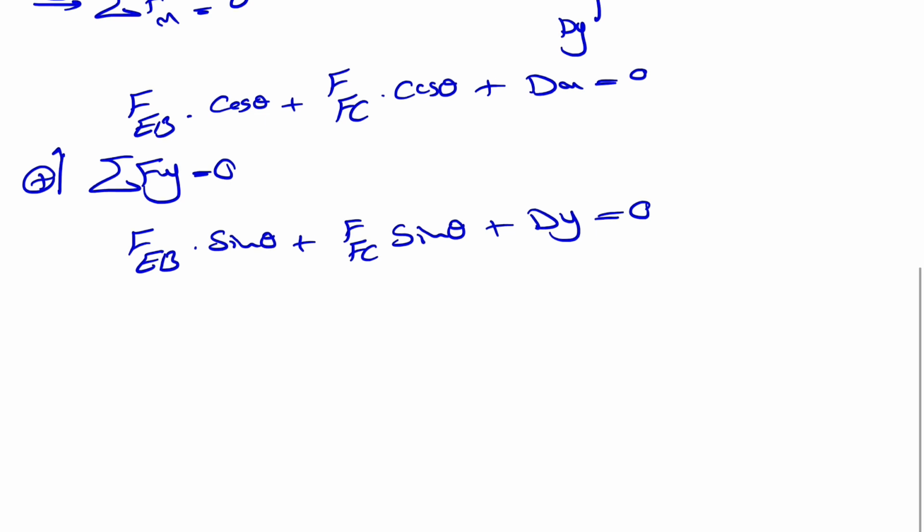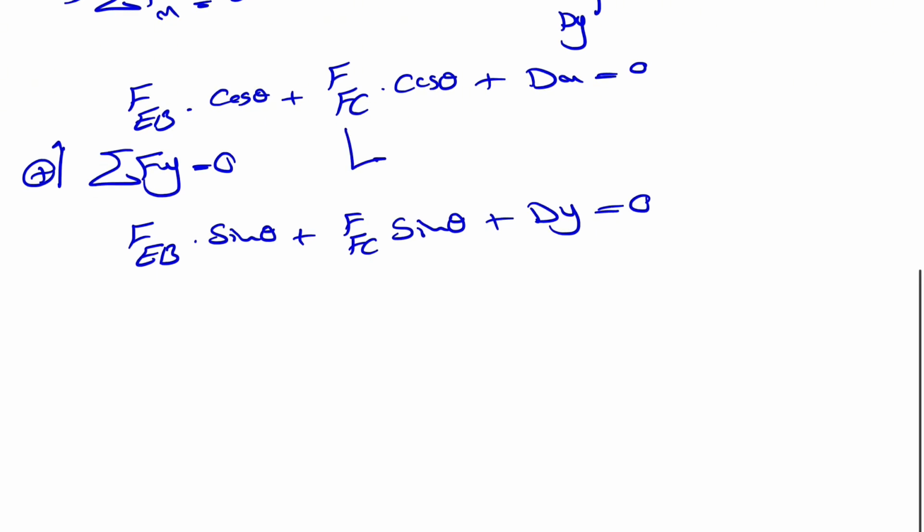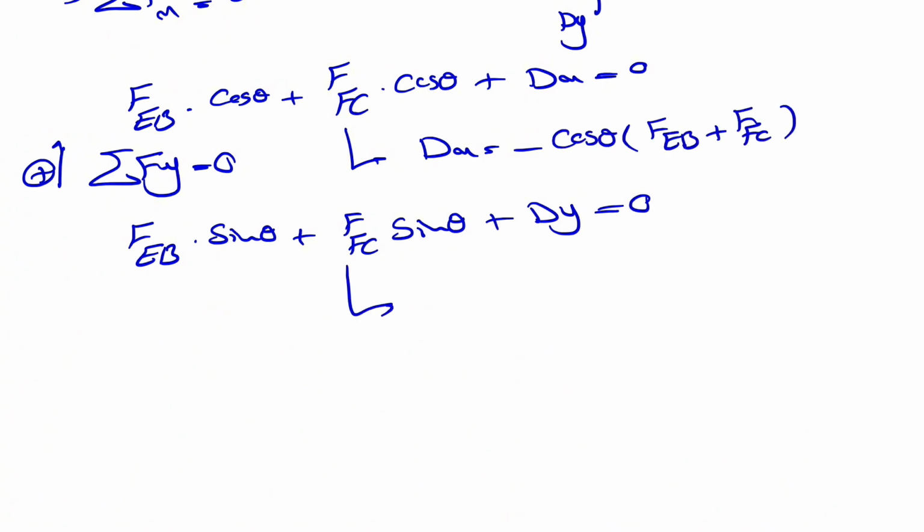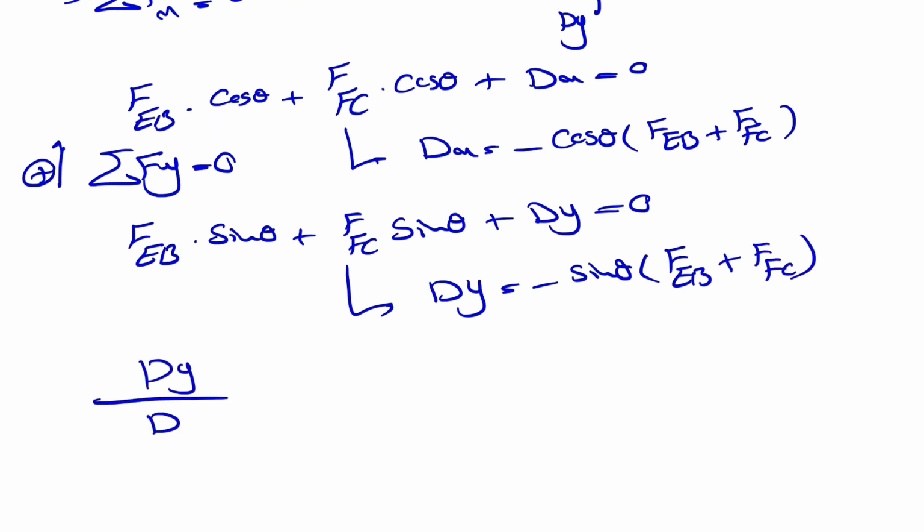So looking at these two, from the first one, our dx is basically minus, we can factor cosine of theta, FEB plus FFC, and here our dy will be minus sine of theta, again FEB plus FFC. So if we divide these two, dy over dx, these two will be cancelled out, and basically we have sine of theta over cosine of theta, which will be tangent of theta.